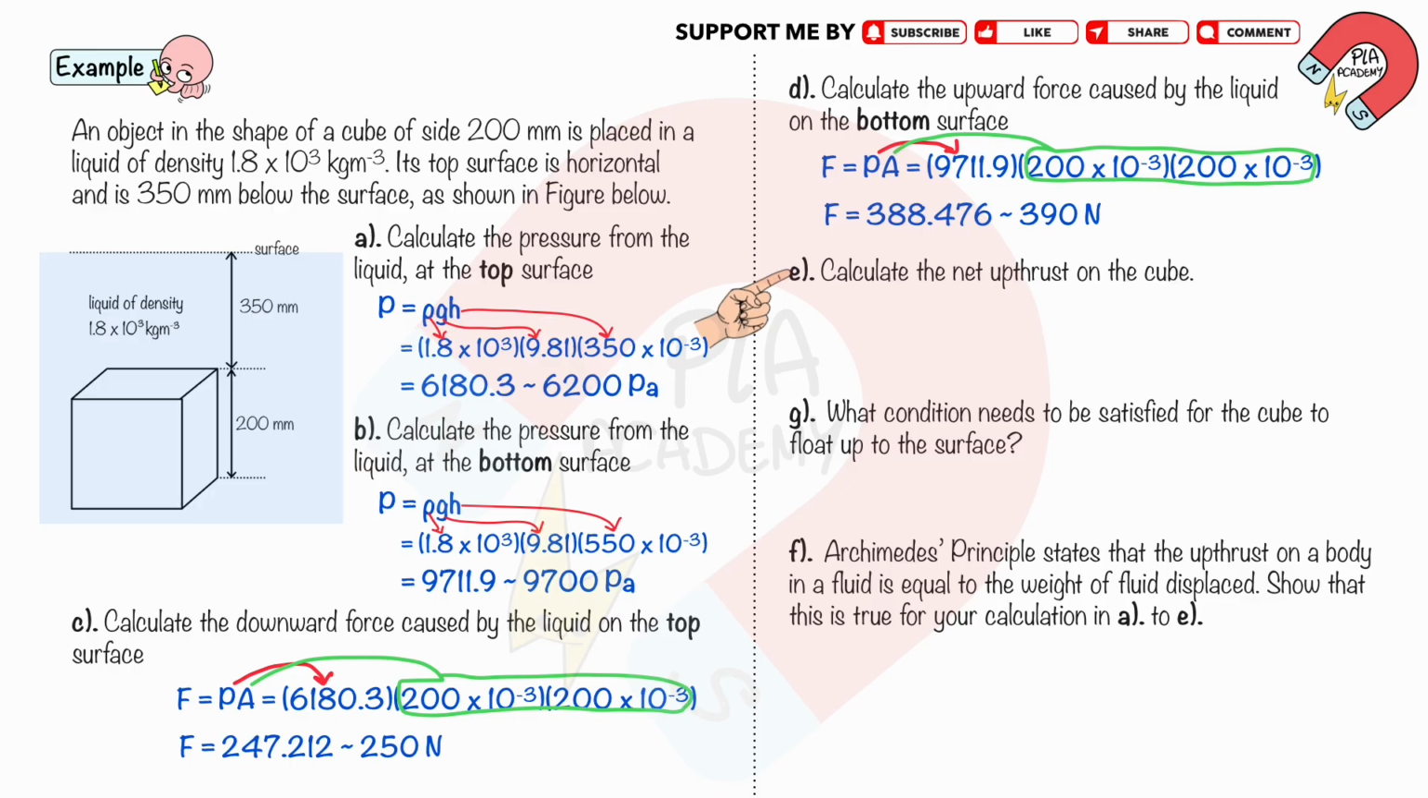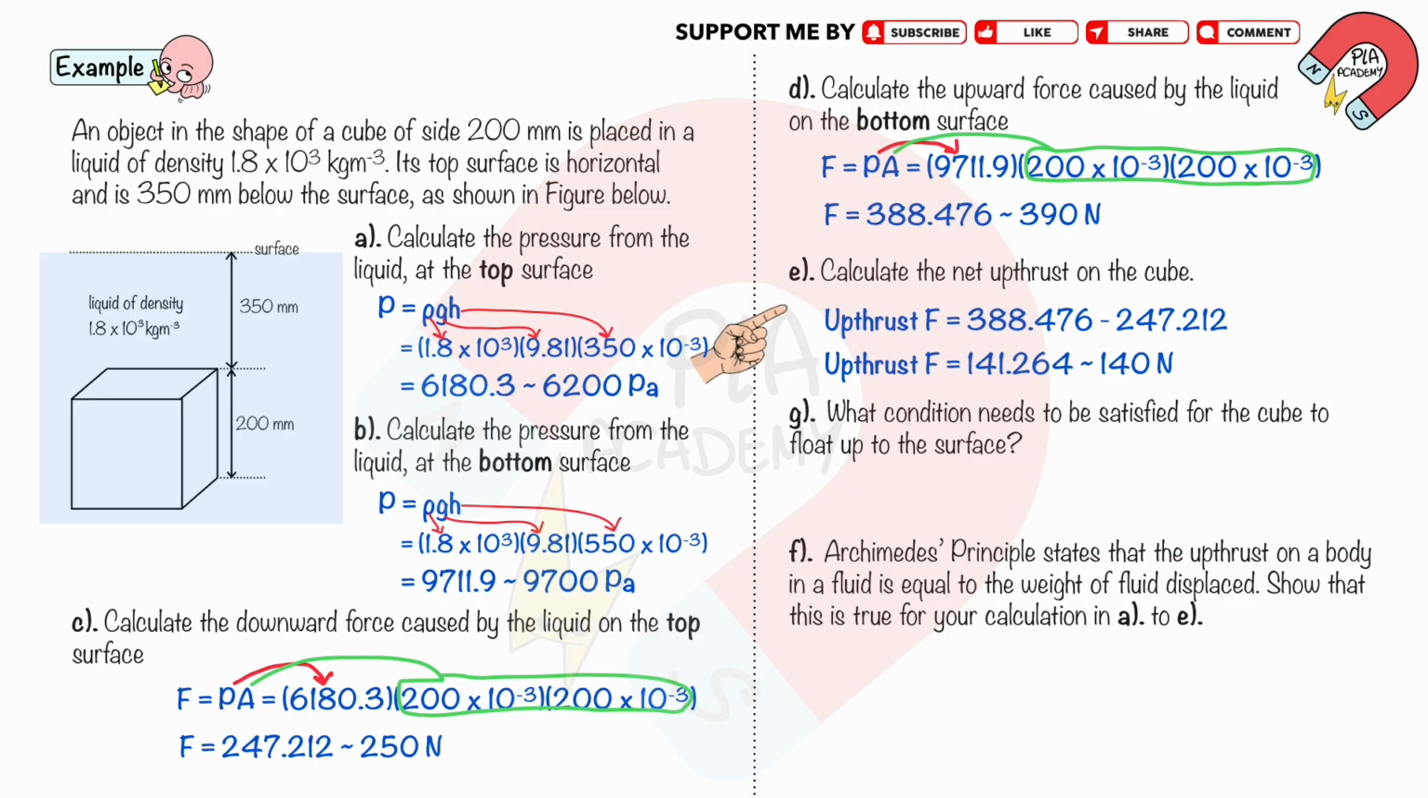The net upthrust equals force at the bottom minus force at the top, like this. We solve the upthrust F equals 140 newtons for two significant figures. G. What condition needs to be satisfied for the cube to float up to the surface? The upthrust is greater than the weight of the cube, causing the resultant force to act upward. This causes the cube to float.